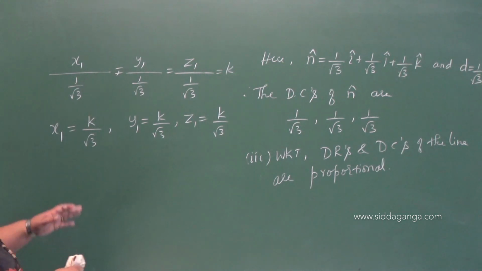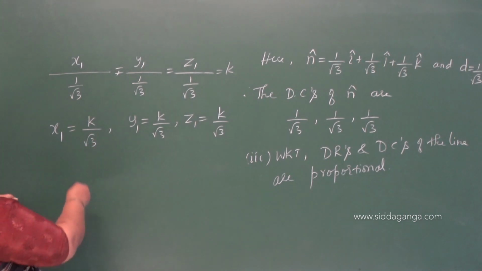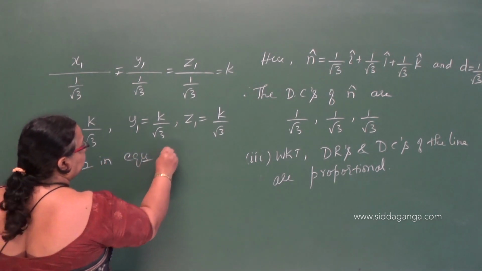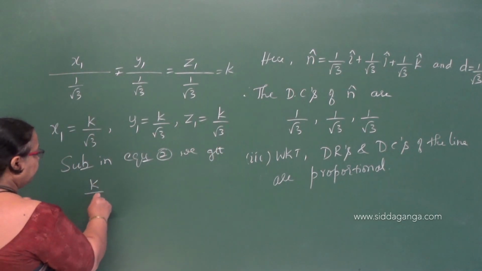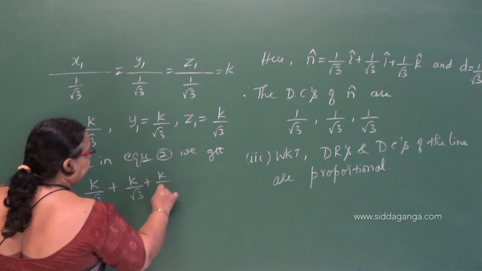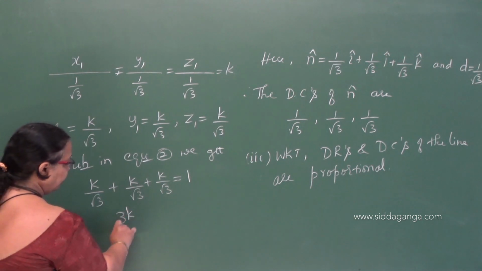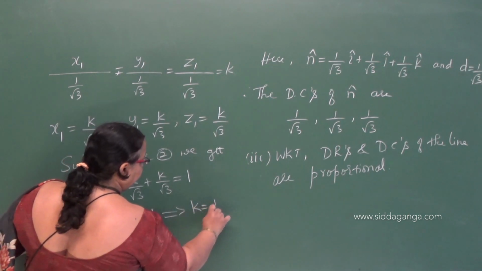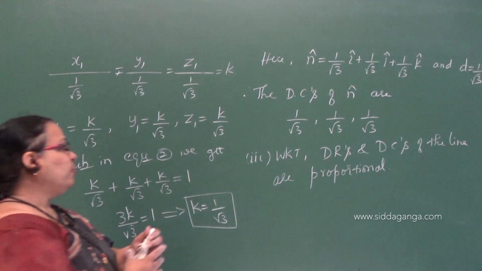Now to find the k value, we have to substitute these values in equation 2. So, substituting in equation 2, we get x1, that is k by root 3, plus y1, that is k by root 3, plus k by root 3, equal to 1. That is 3 times k by root 3 equal to 1, which implies k equal to 1 by root 3.